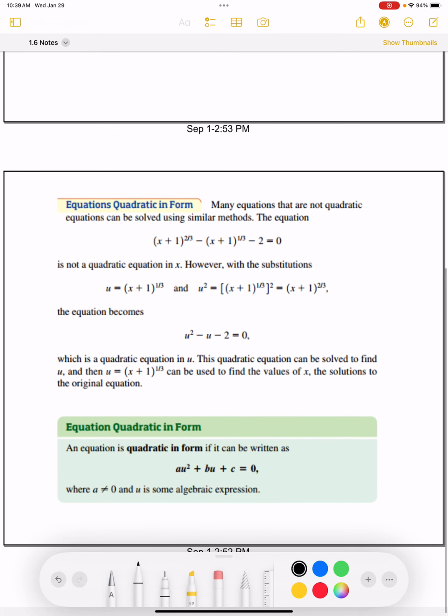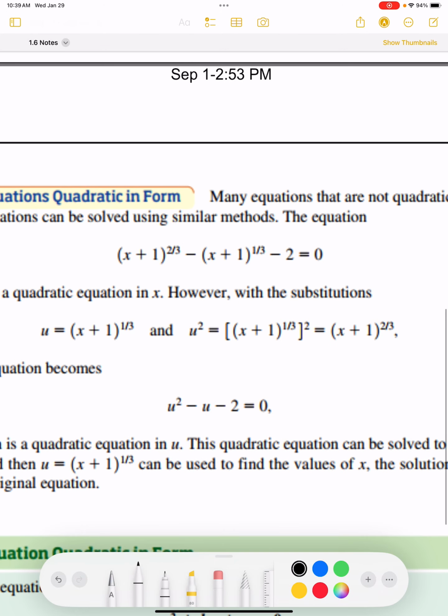All right, so here we're going to solve equations that are in quadratic form. These equations are not quadratic equations, but they do have a form that looks quadratic. So they have some quadratic characteristics. If we look at this first one, (x + 1)^(2/3) minus (x + 1)^(1/3) minus 2 equals 0.